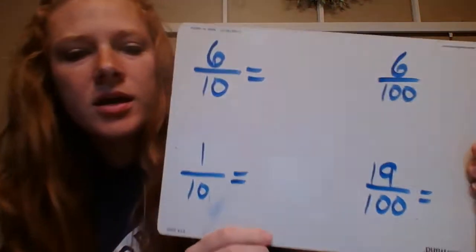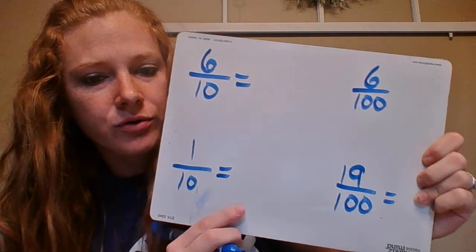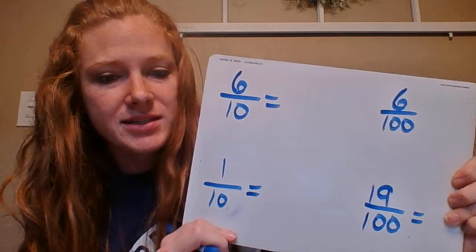All right, the 4 that you're going to do on your own, I'm going to have you do 6 tenths, 1 tenth, 6 hundredths, and let's do 19 hundredths. These are the 4 problems that I want you to do on your own, and I want you to send them to me so I can see how you did.